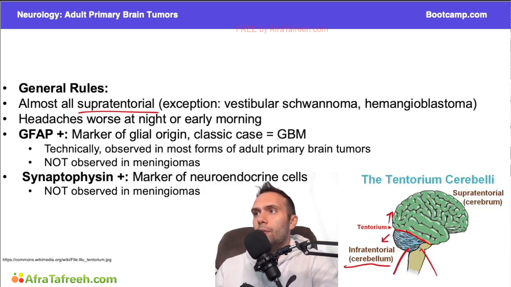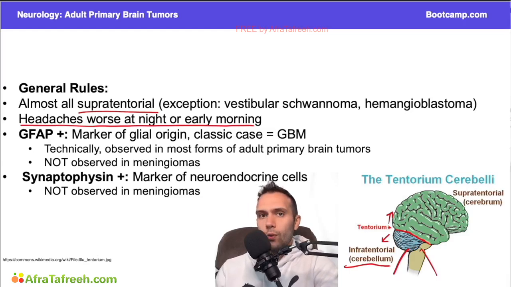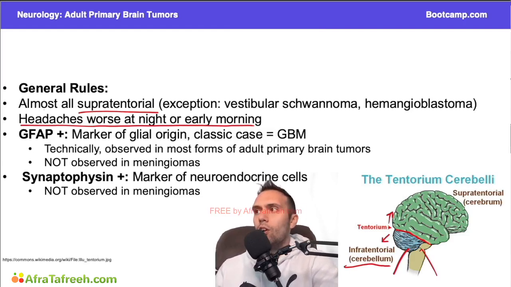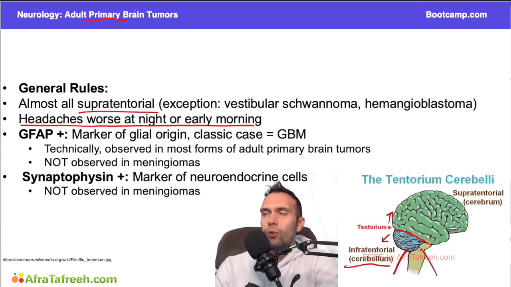Like we talked about in the last video, these patients will have headaches worse at night or in the early morning. Usually it's progressively worsening. It's something that's happening over a long time, and when they're laying flat, there's this increase in intracranial pressure that's causing the headache. Primary brain tumors, which is what this topic is on, are talking about brain tumors that originate in the brain, okay?